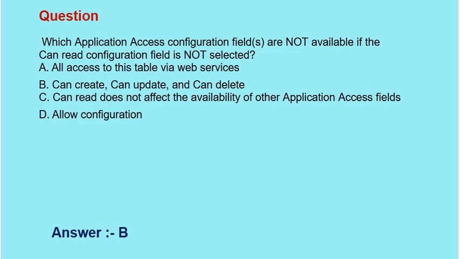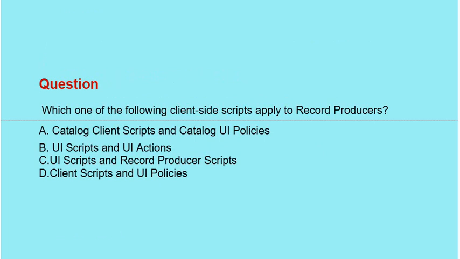Correct answer is option B. Question is which one of the following client-side scripts apply to record producers? Option A, catalog client scripts and catalog UI policies. Option B, UI scripts and UI actions. Option C, UI scripts and record producer scripts. Option D, client scripts and UI policies.